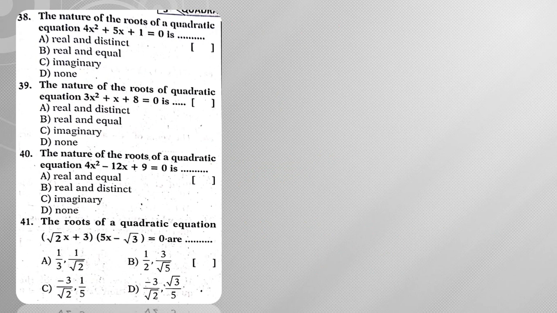Next, moving on to question number 38, the nature of the roots. So how do we say the nature of the roots? Simply find the discriminant. Delta is equal to b square, which is 5 square, minus 4 into 1. So 5 square is 25 minus 16. Clearly it is greater than 0. Hence the roots are real and distinct.